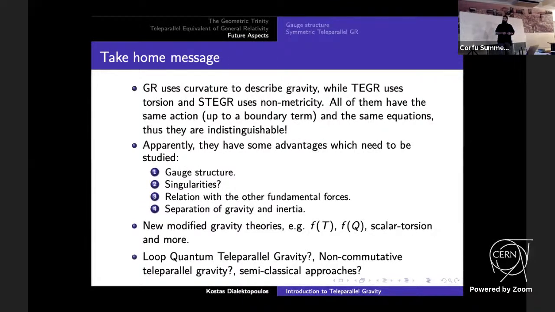Well, apart from the singularities, singularities are there in TEGR, the teleparallel equivalent of GR, because they are exactly the same theories as GR. All of the rest are advantages of TEGR as well, not only of modifications.